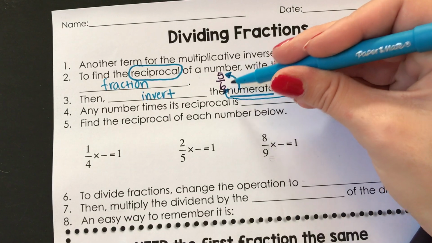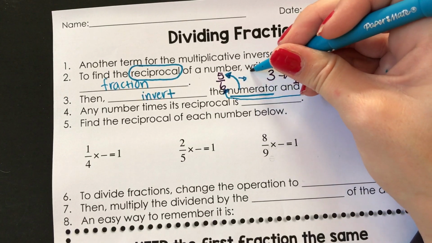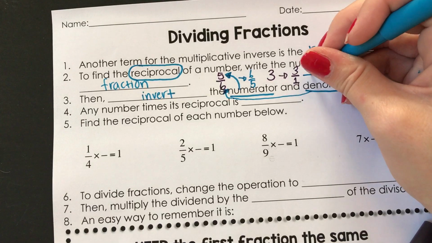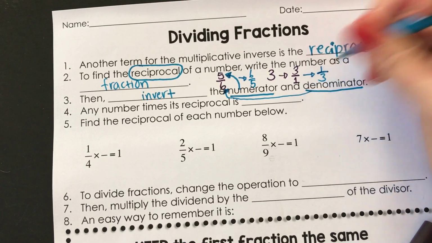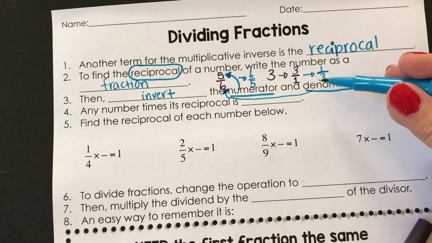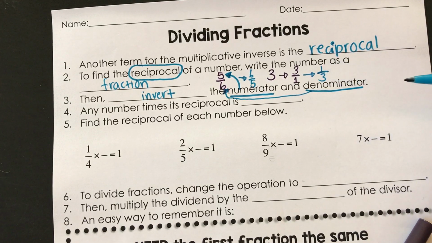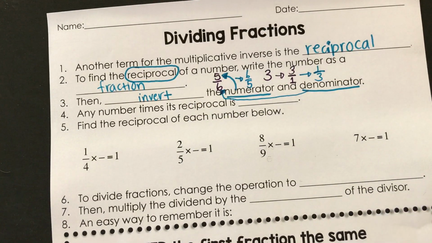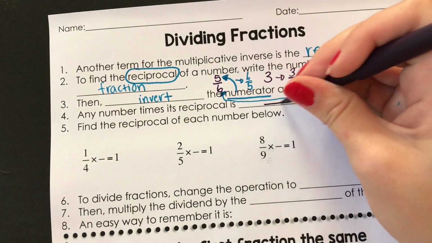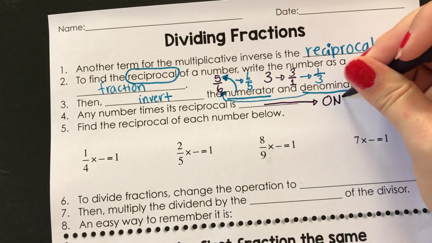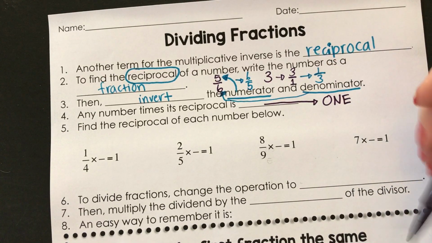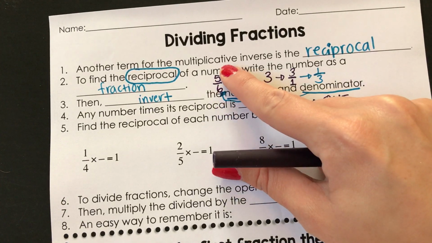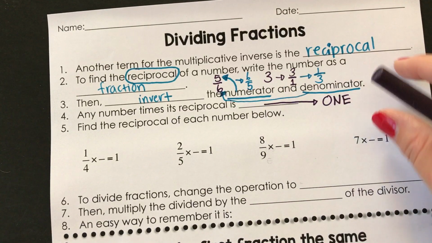I'm going to change 5 over 6. I'm going to invert it. It is now going to be 6 over 5. I'm going to invert 3 over 1, which is now going to be 1 over 3. You with me so far? So we have our inverted fractions, which are now the reciprocals. Because any number times its reciprocal is, I'm going to write this over here because I kind of made a mess, it's going to be 1. If I multiplied 3 over 1 times 1/3, the answer would be 1. If I multiplied 5 over 6 times 6 over 5, the answer would be 1.